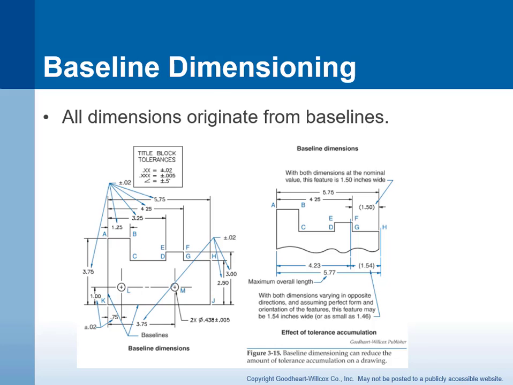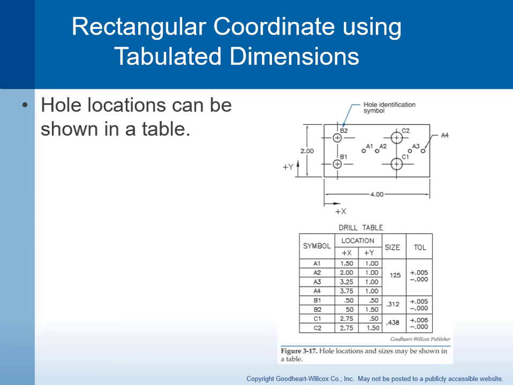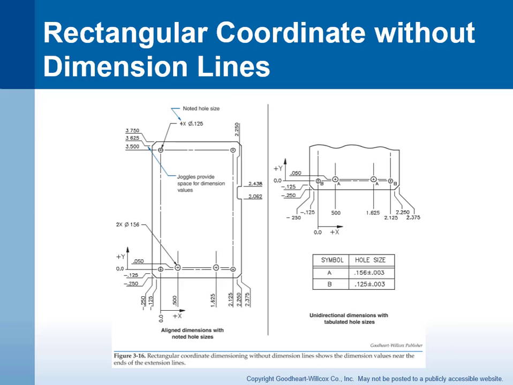Now, differentiate between that and the rectangular coordinate without dimension lines. Here we have a 0, 0 coordinate system. So the 0 in the y direction, 0 in the x direction, and then these dimensions here are all based on those 0 points. So these are without dimensioning lines.